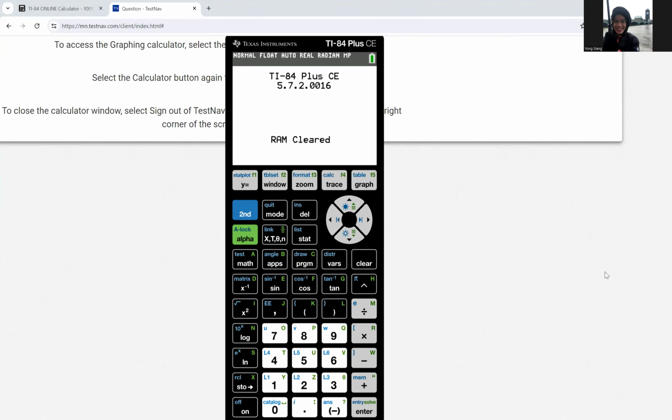Okay, so now I'm at my GC and what I'm going to do is to sketch the curve of x root sine x, such that I can tell whether the area bounded by the curve is a positive or a negative value. So I'm going to key in the equation of the curve now. Then I press graph.